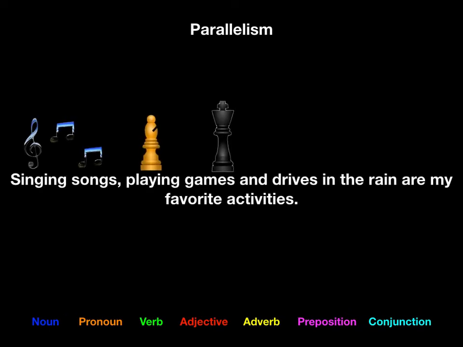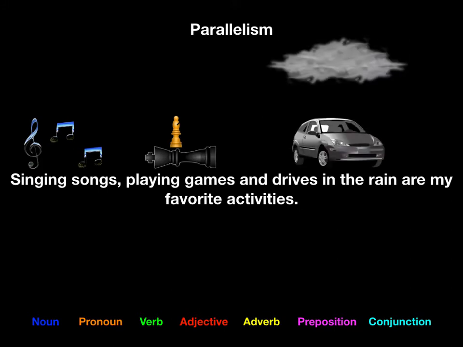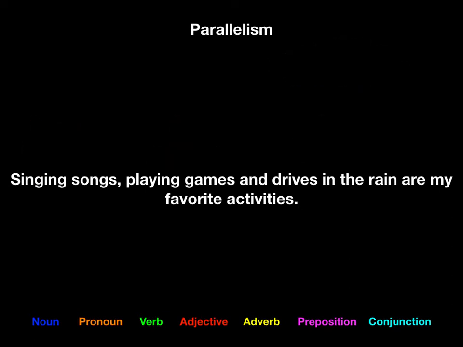Singing songs, playing games, and drives in the rain are my favorite activities. Within this sentence, let's attempt to identify our coordinating conjunction. We should be able to identify "and" relatively easily. Now that we have identified our coordinating conjunction, what elements are we attempting to coordinate? We are attempting to coordinate "drives in the rain," "playing games," and "singing songs."